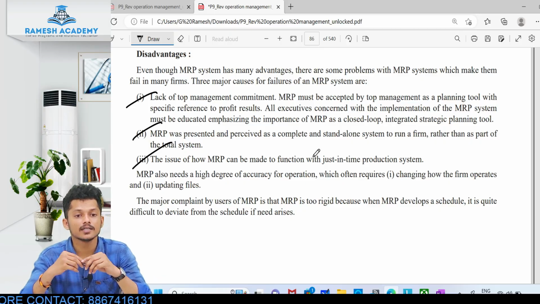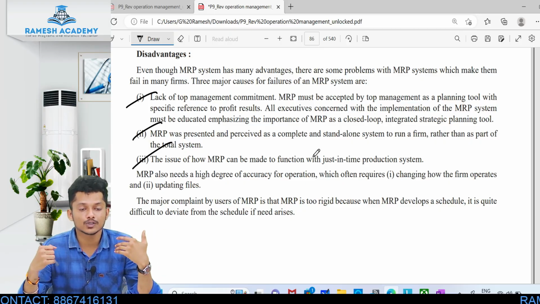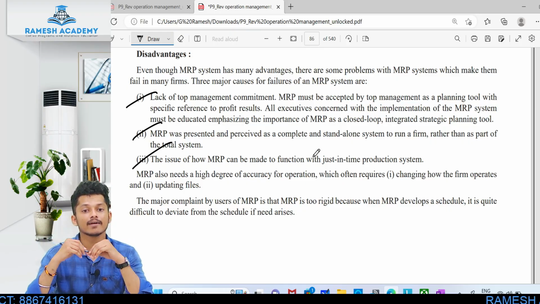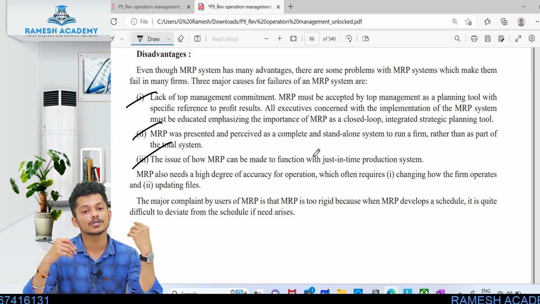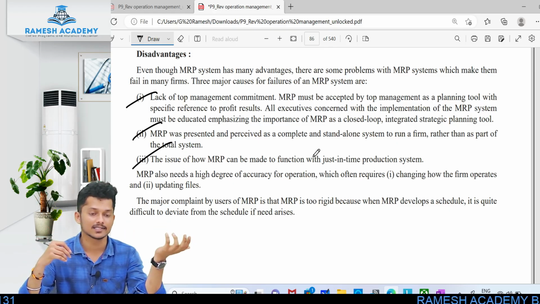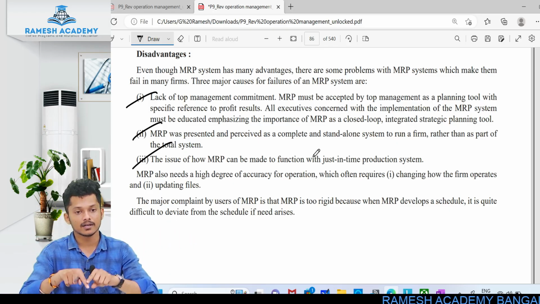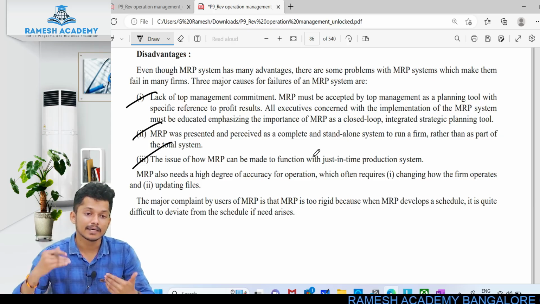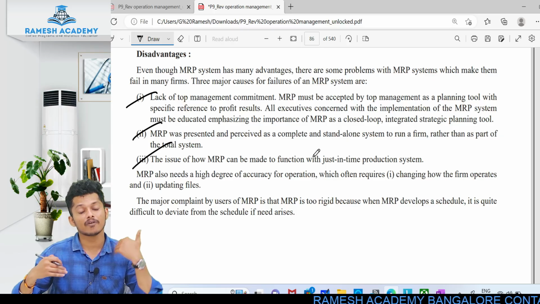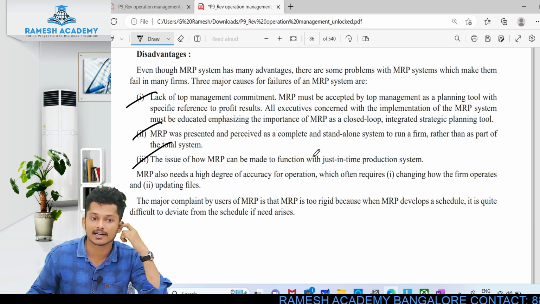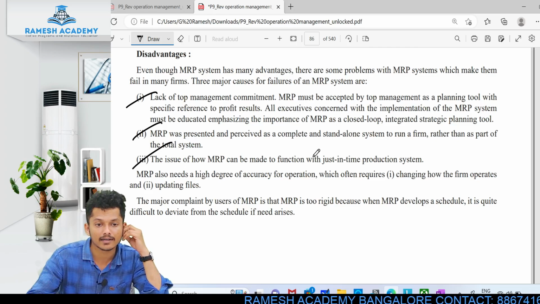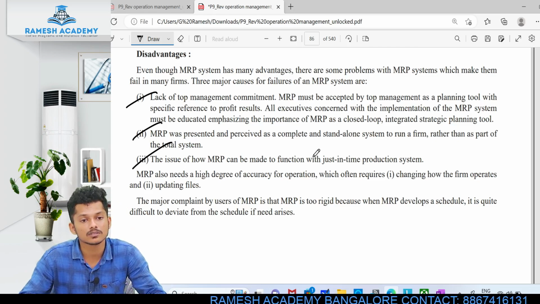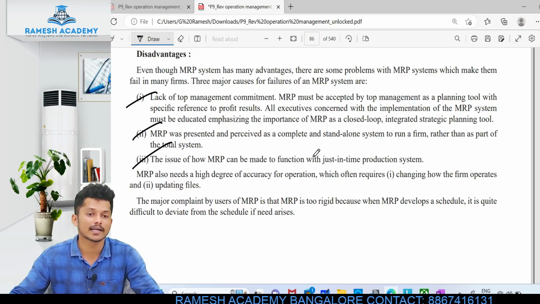And the major complaint about MRP is what? MRP develops a schedule, and it is quite difficult to deviate from the schedule if need arises. Suppose I plan one year completely, but in between there is a need for my presence and I should be there definitely. I have to cancel my plan, and that's how my plan goes wrong. That's how the MRP planning system is.